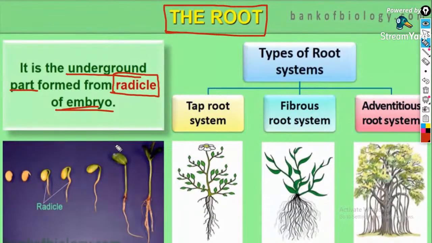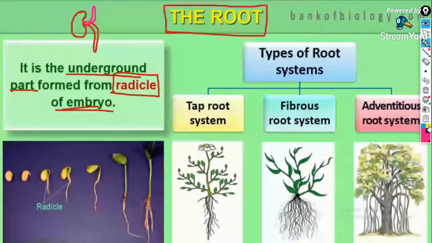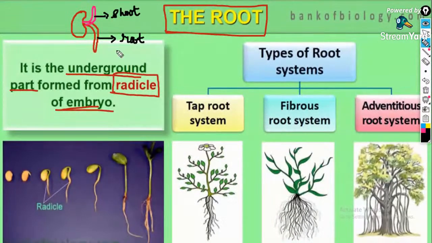The root. Suppose you have taken a pea seed, you might have seen a small part projecting downward, and at the same time another part projecting very slightly towards the upper part. The part of the seed that protrudes downwards, you will call it the root, and the part that protrudes upwards develops into the shoot. That is this part. This part of the seed that's coming downward, you will call it the radicle.